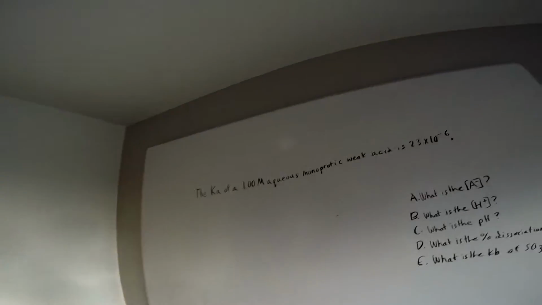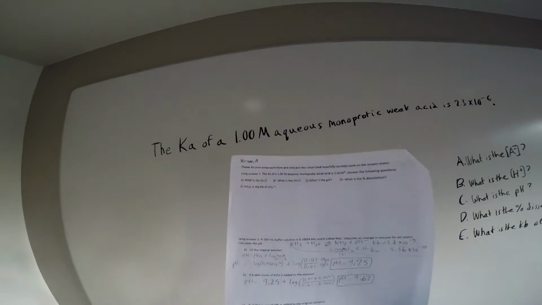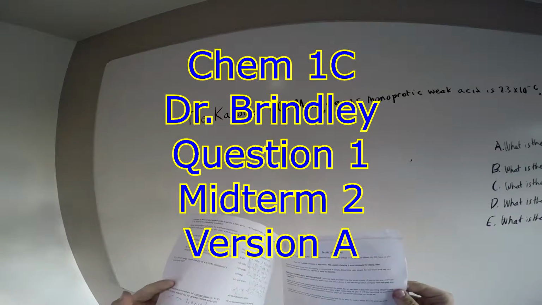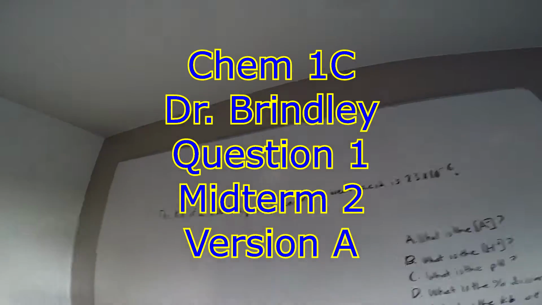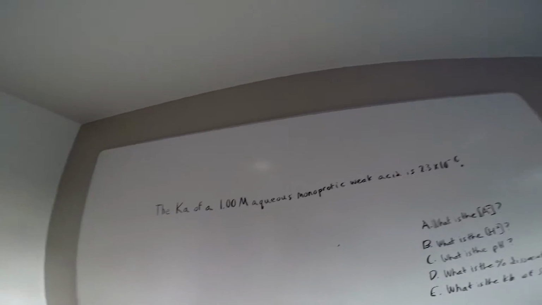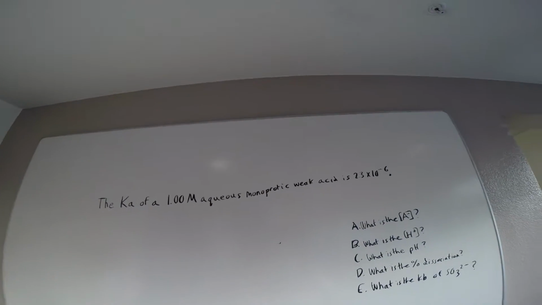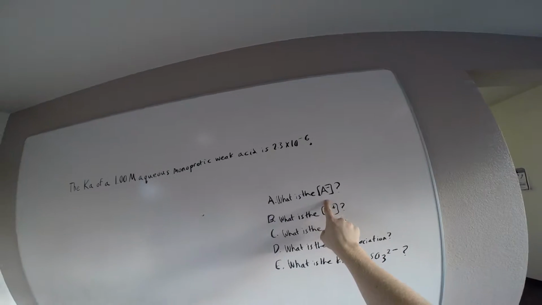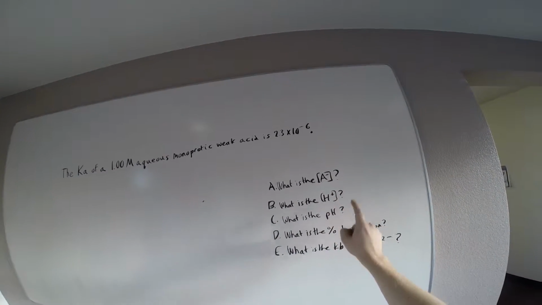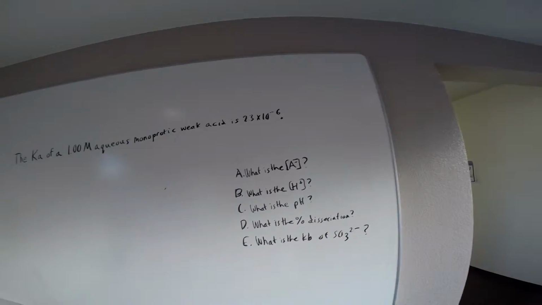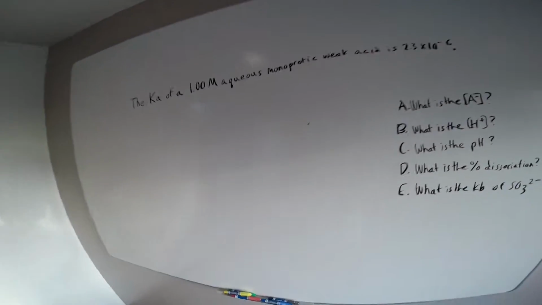Okay, so we're going to be solving this question right here from Midterm 1, version A, and I rewrote it on the board here. The Ka of 1 molar aqueous monoprotic weak acid is 2.3 times 10 to the negative 6. And they want us to solve for the concentration of A, the concentration of H+, the pH, the percent dissociation, and the SO3 2 minus Kb.